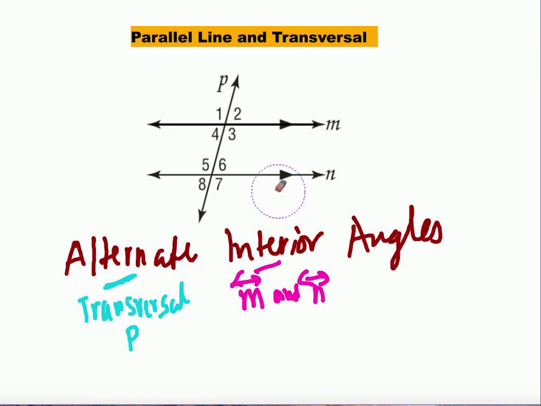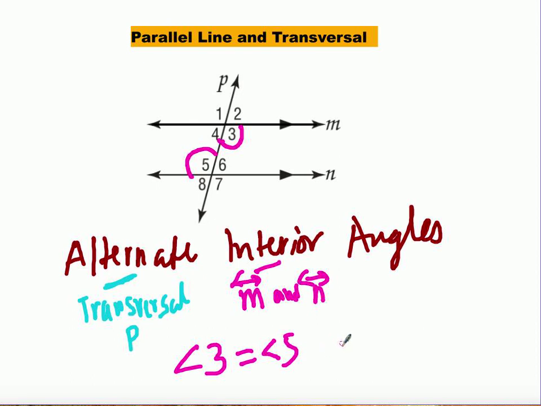Second thing is alternate. So we're going to look at the alternate side of this transversal P. Here is the first one. Let's take a look at angle 3. Angle 3 is inside these two parallel lines, so that's interior, and it will be congruent to angle 5 because that's on the alternate side, the other side of the transversal P. So angle 3 is equal to angle 5.